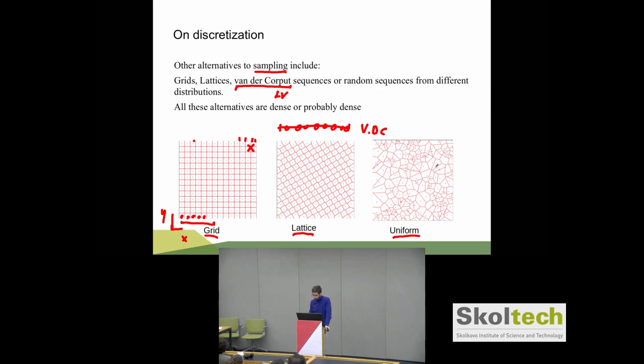Okay, what about Gaussians? Are Gaussians a dense sequence? Right? No? What? Only in the middle.